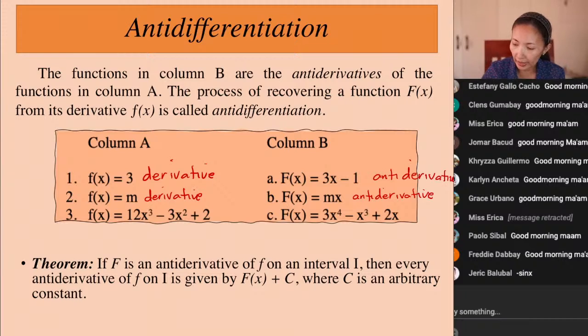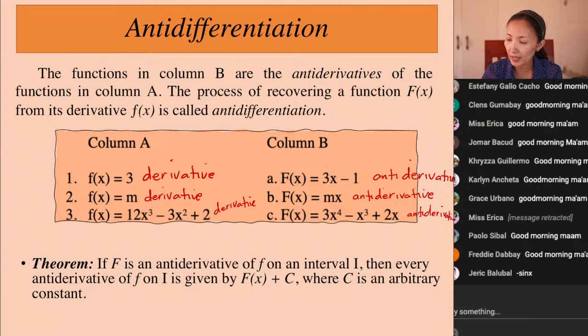Number 3, again, this is the derivative and this is the antiderivative. So it's the inverse process. Okay? Theorem: if F is an antiderivative of f on an open interval I, then every antiderivative of f is given by F(x) plus c, where c is an arbitrary constant.